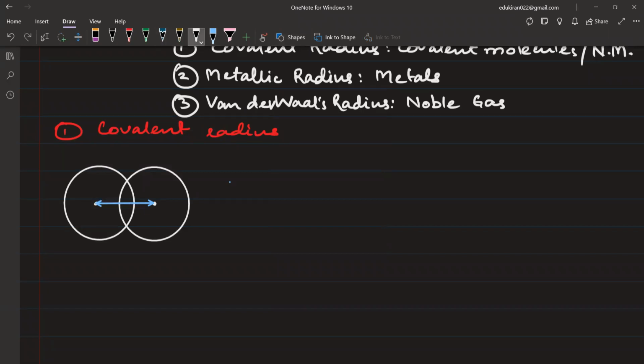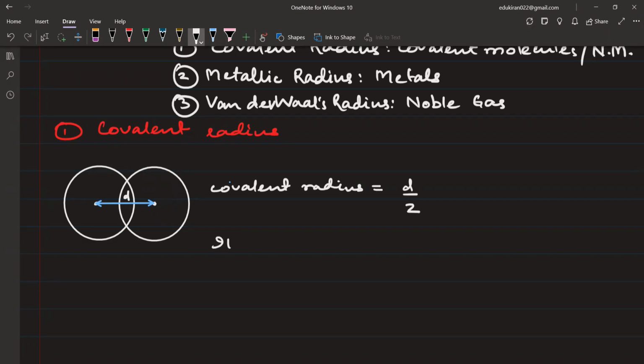Okay, this distance is what? It is d. Okay, covalent radius is equal to d by 2. So can you see that we are approximating, because there is some overlap between the electrons of the molecules, right? So what is covalent radius?